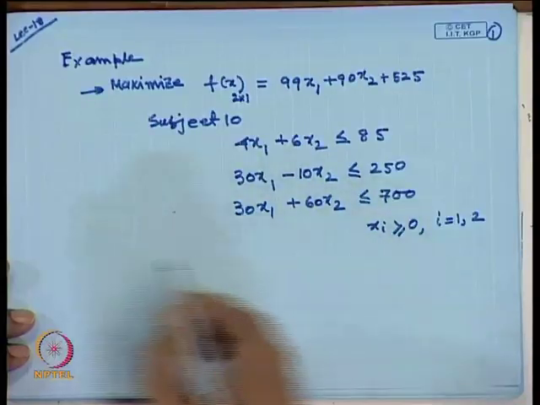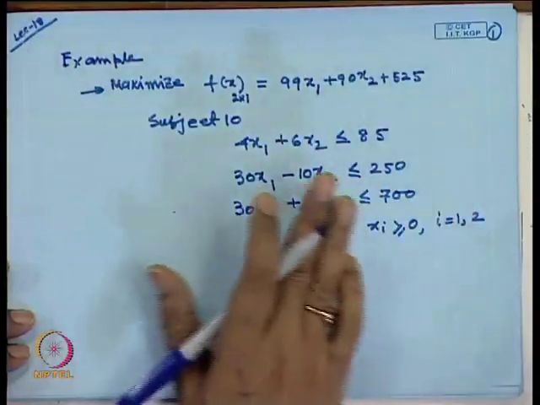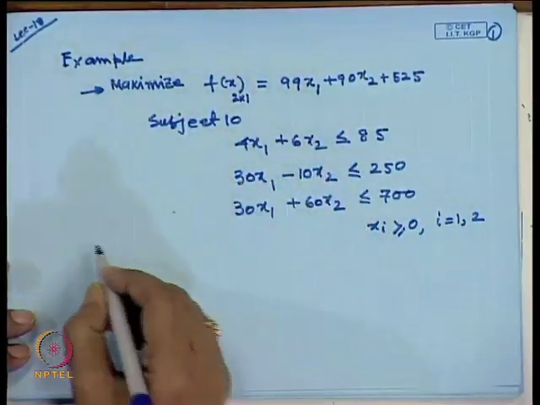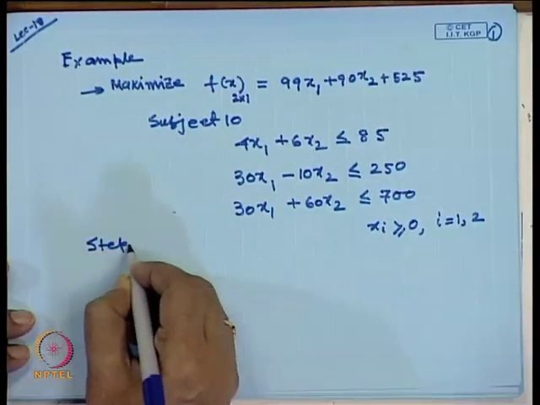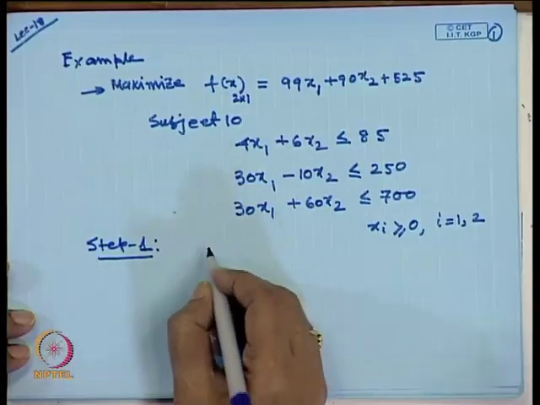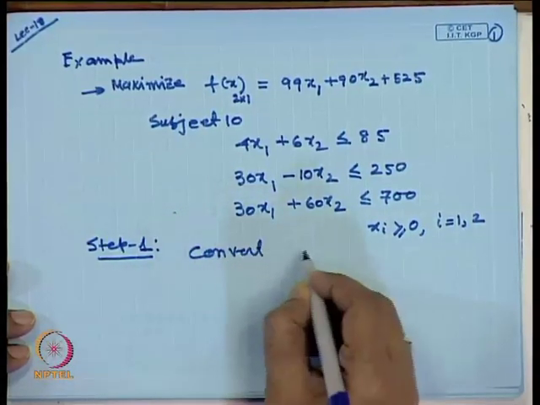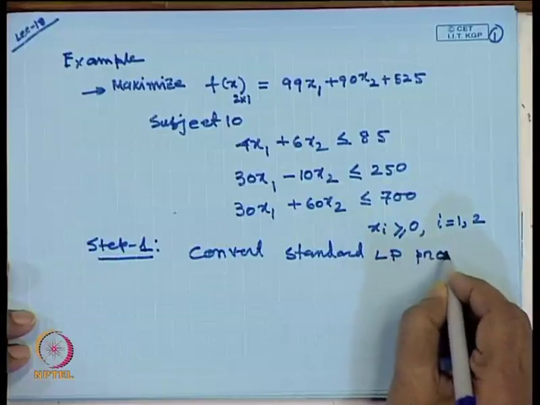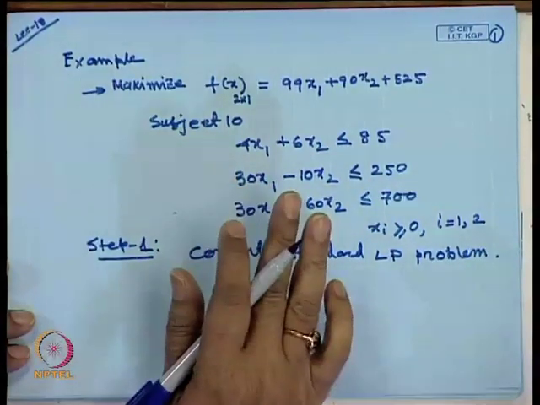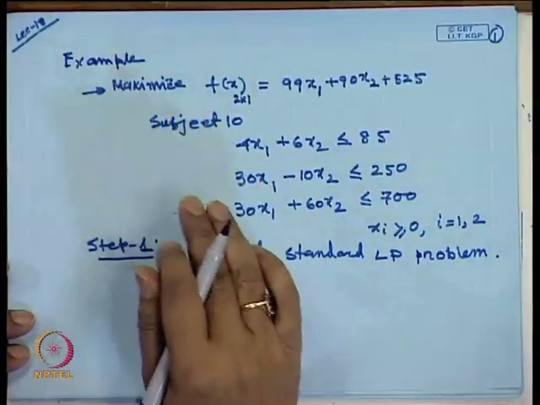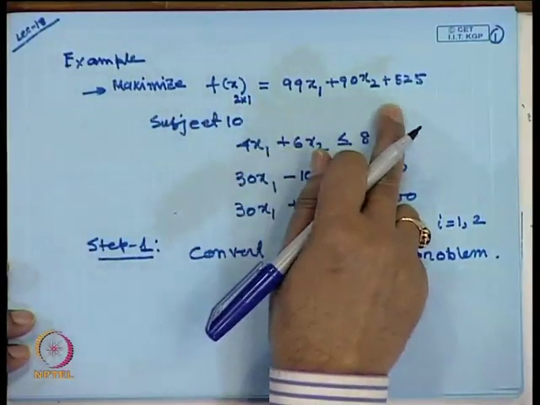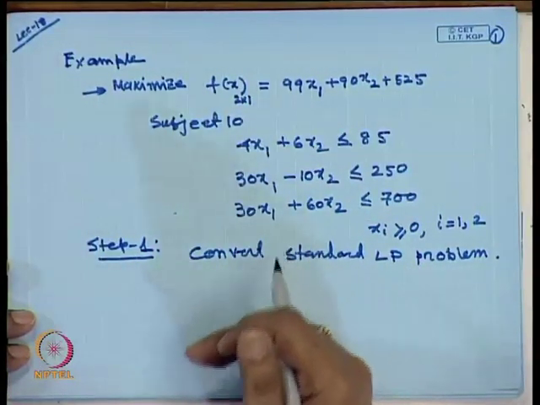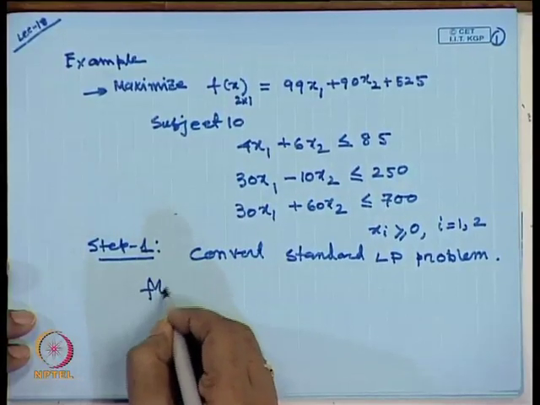As you know, our first job is to convert the LP problem into a standard LP problem. So step 1, we convert this problem into a standard LP problem. Our standard LP problem, as we considered in the beginning, is to minimize the function. Our given problem is maximization, so we will solve this linear optimization problem by considering the minimization of an objective function.